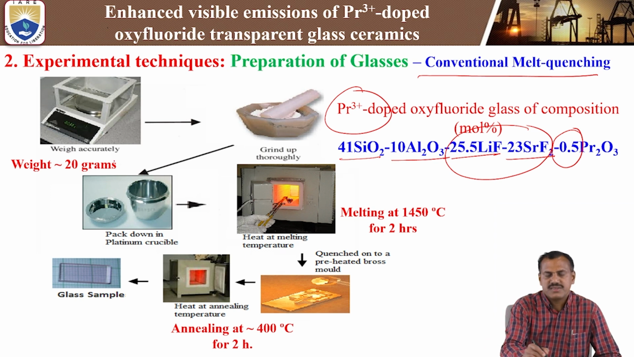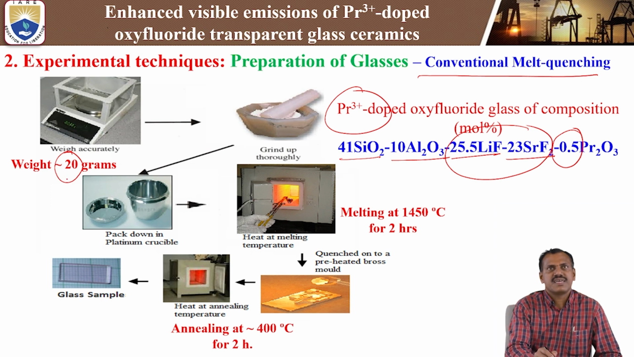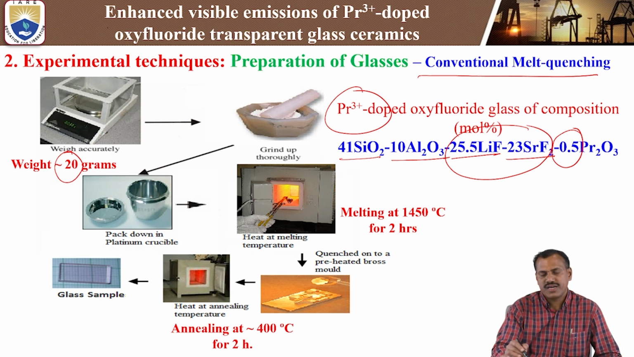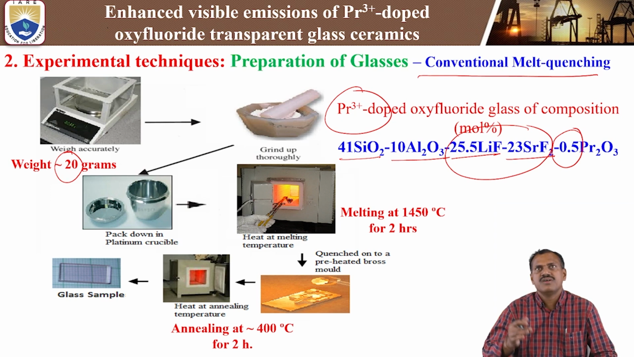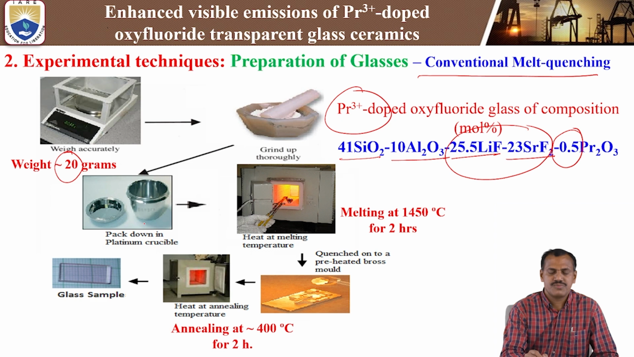So this is a well-known technique, the melt quenching technique. We take this complete chemical composition by weight on an optical balance. For the batch composition, we can take 20 grams. After taking the chemicals, we put them into an agate mortar, or a ball mill also. We crush the powders into a fine powder, from micron size to nano size. After getting the fine powder, we put it into the platinum crucible, and cover it with a lid.